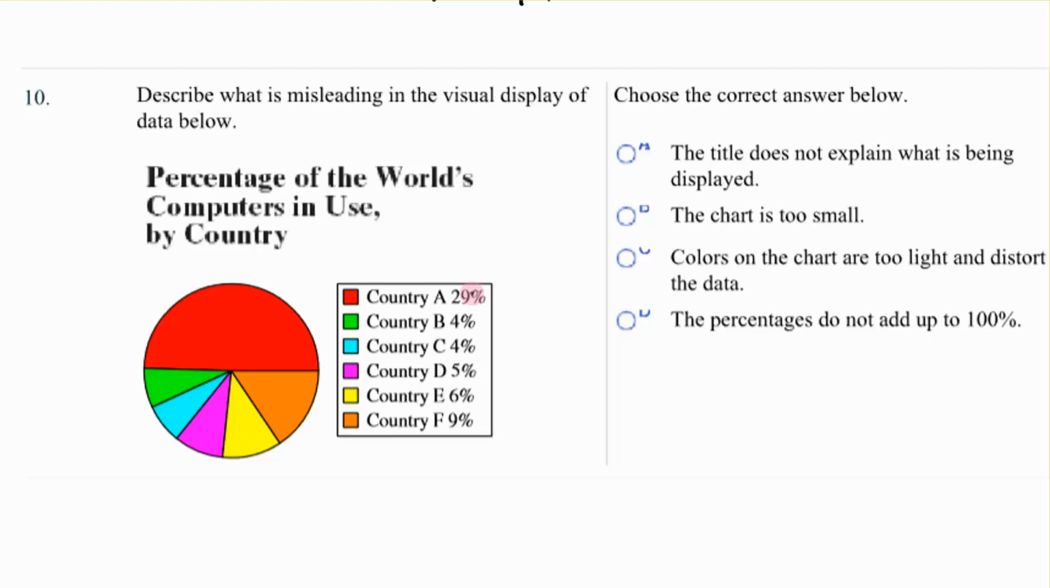And that's it. If you add 29, 4, 4, 5, 6, and 9, you do not get 100%. And it had already kind of bothered me because I saw that half of this circle was red, which should have said 50%, and it says 29%. So this is not at all valid to be using that circle graph. The percentages must add up to be 100% if your data is displayed in a circle graph or a pie chart.